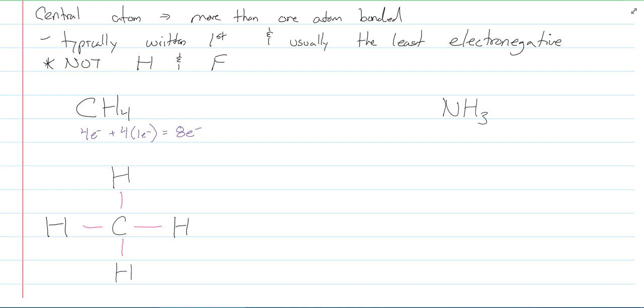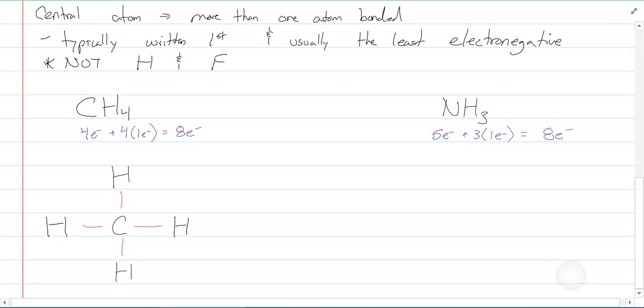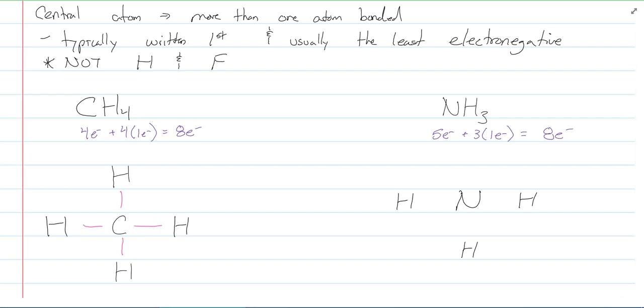Let's look at ammonia. 5 electrons for nitrogen plus 3 times 1 electron for hydrogen gives us 8 electrons as well. So we have nitrogen and 3 hydrogens. Bond. 2, 4, 6. I have 2 extra electrons. Where do they go? If we go back to our guidelines, extra electrons go on the central atom as a lone pair.